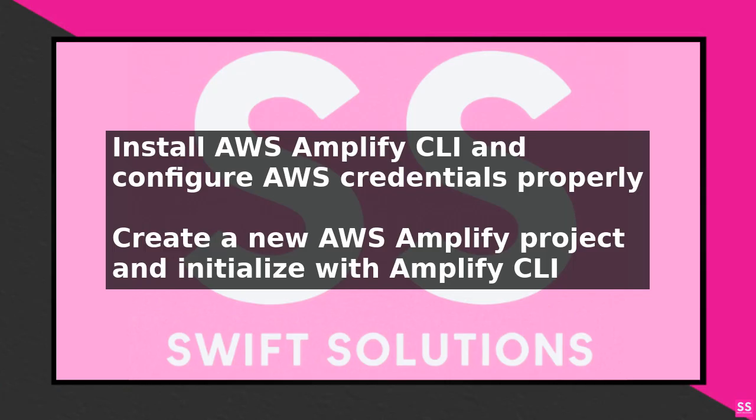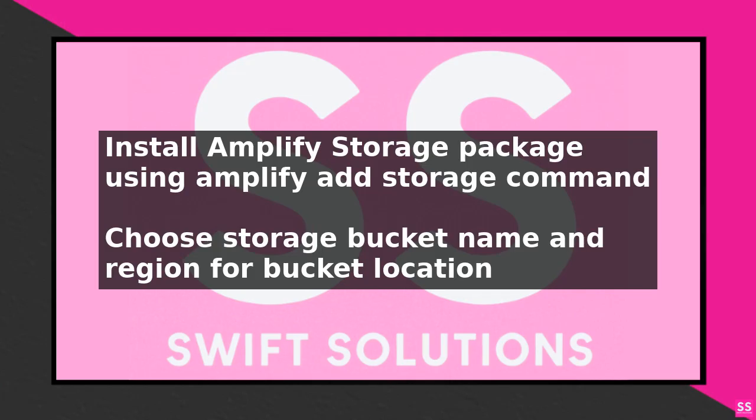Choose the options that best fit your needs, such as the storage bucket name and the region where your bucket will be located. After installing the storage package, update your AWS Amplify configuration by running the command amplify push. This command will create the necessary resources in your AWS account, including the S3 bucket.